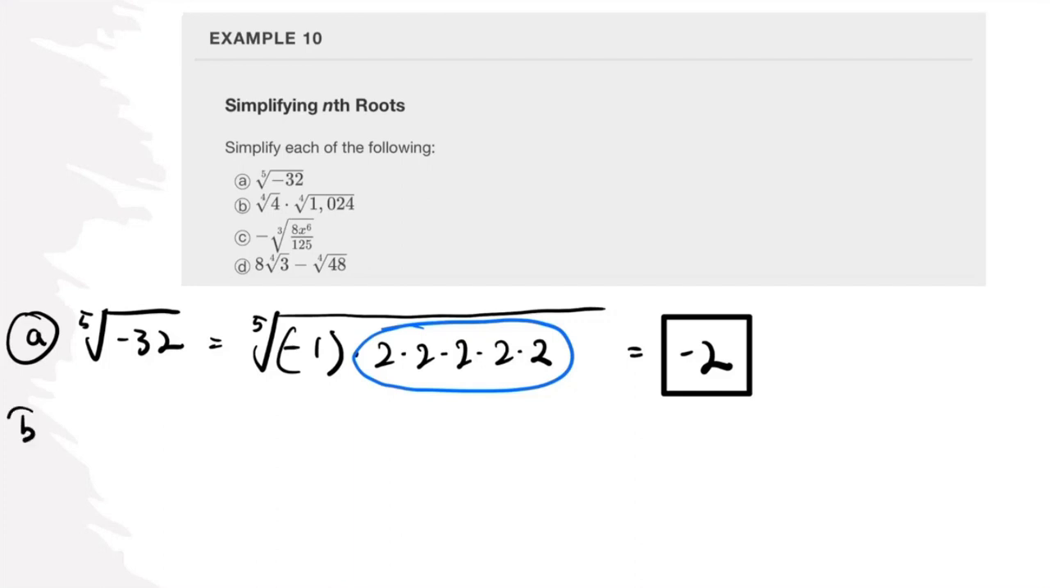So for B, again, the index is 4, so we're looking for groups of 4, right? So we're going to go ahead and combine these and factor out these numbers, write them in fully factored form. So we're going to have a fourth root. Now 4 is 2 times 2. 1024.